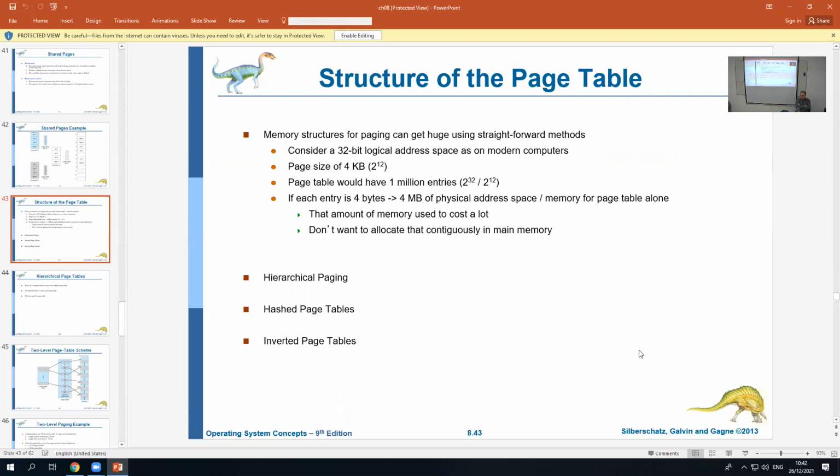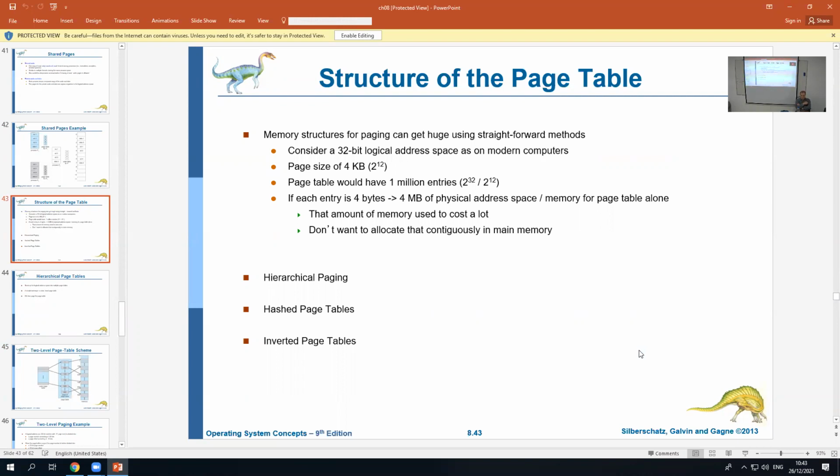4 kilobytes page size. Remember, we don't want our pages to be too big. Why don't we want our pages to be too big? We could waste a lot of space and get a lot of fragmentation. Which kind of fragmentation? Internal. With pages, remember, with page tables, we never have external fragmentation, only internal. So 4 kilobytes is a good size, 2 to the 12th.